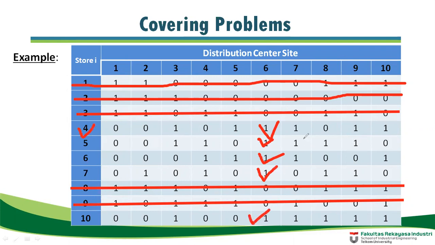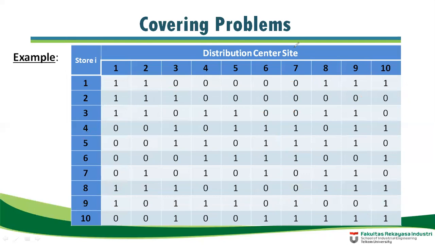It means, on the other hand, all my stores have been served by the proposed distribution centers. So in this case, the result of the covering problem is building 2 DCs, which are DC number 1 and 6 only, instead of building all the new DCs at the same time, which is 10.